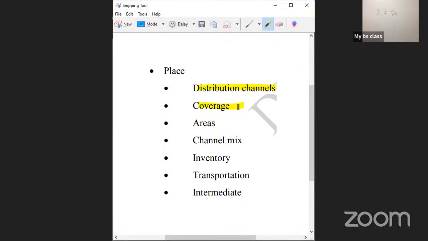Now, when it comes to internet coverage, right? So telecommunication. It's not about retailer or wholesaler, not like that. It's a coverage. It's the area. And it's a channel mix, kind of how you use the intermediaries and inventories. When you have a high inventory, then only is the product always available. And also the transportation, and also the intermediaries. Right. So just briefly explain what coverage is: the area in which the product is available.